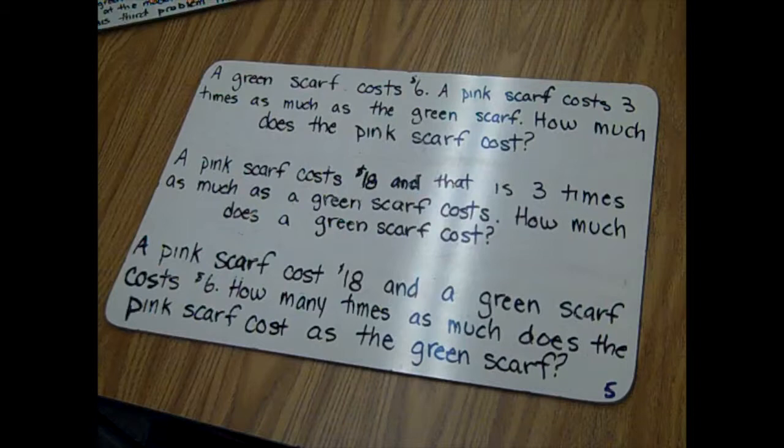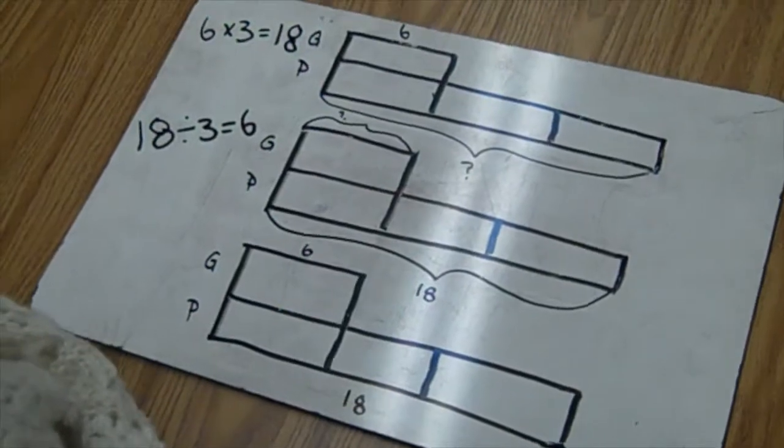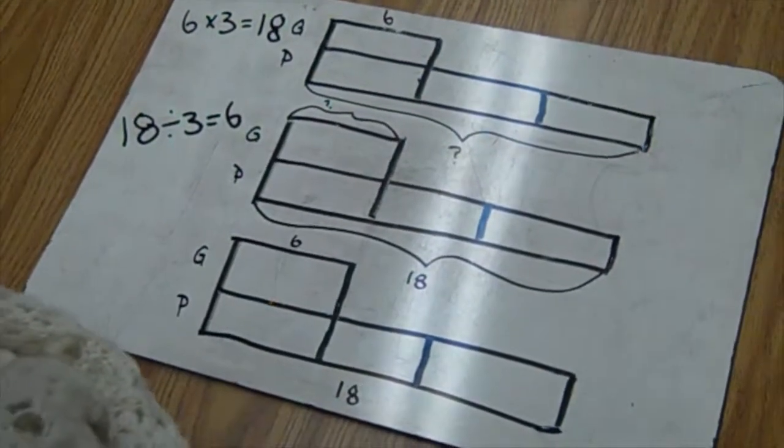Looking at the first model, we know that the green scarf costs $6. We want to find out how much the pink scarf costs. Looking at the model, we can see that the green scarf is 6, the pink scarf is 1, 2, 3 times as much as the green scarf. So we can write 6 times 3 equals 18. In the second problem, we see a pink scarf costs $18. And that is 1, 2, 3 times as much as the green scarf costs. How much does the green scarf cost? We can look at the model and write the equation 18 divided by 3 equals 6.